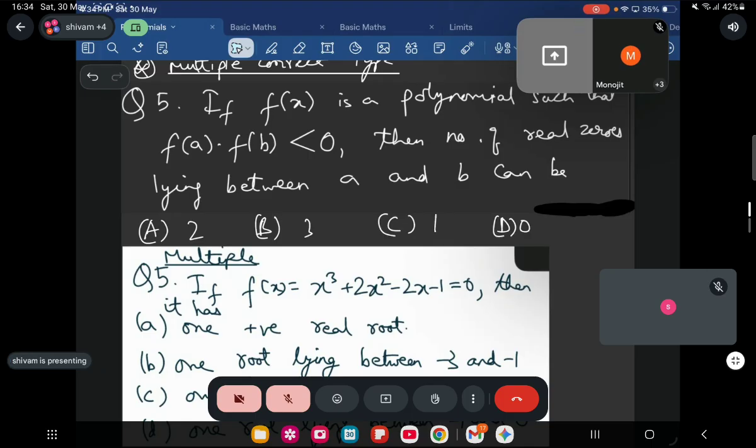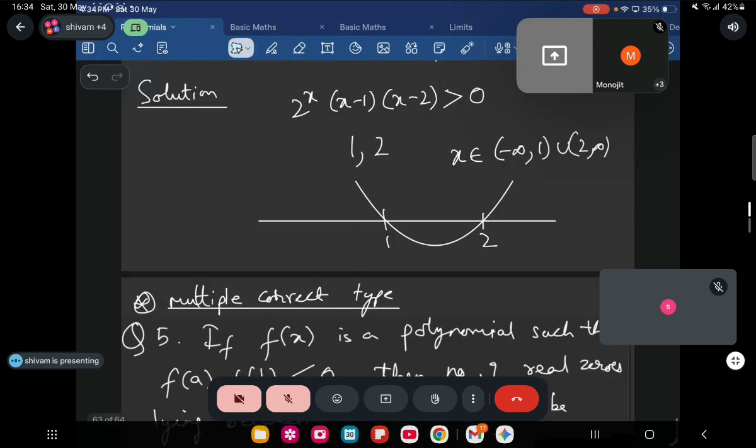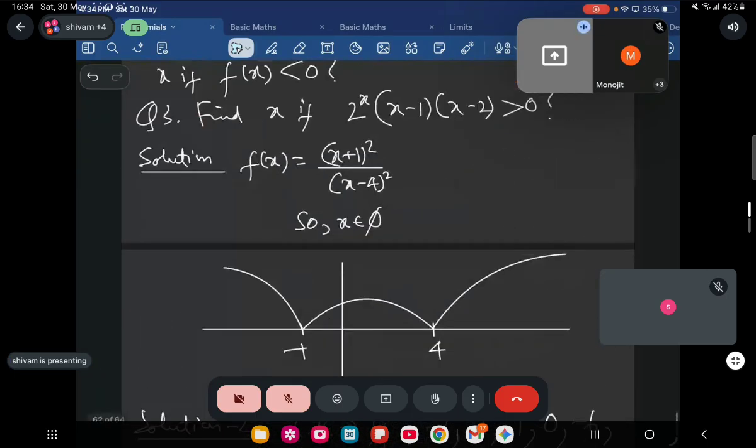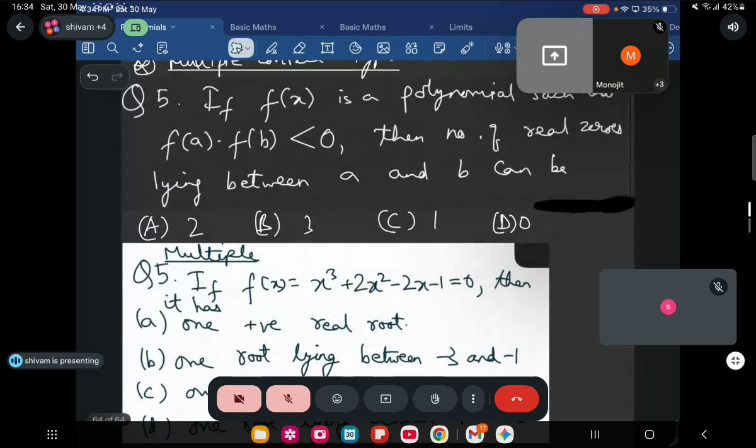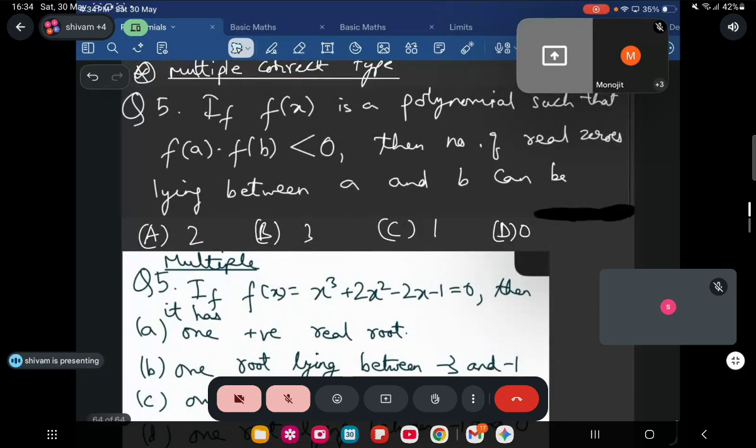Okay. Let me start with number 5. No, not 5. The previous question was 3, so this will be 4. 4 and 5, let us start. So we start with 4, everyone. So this is number 4.